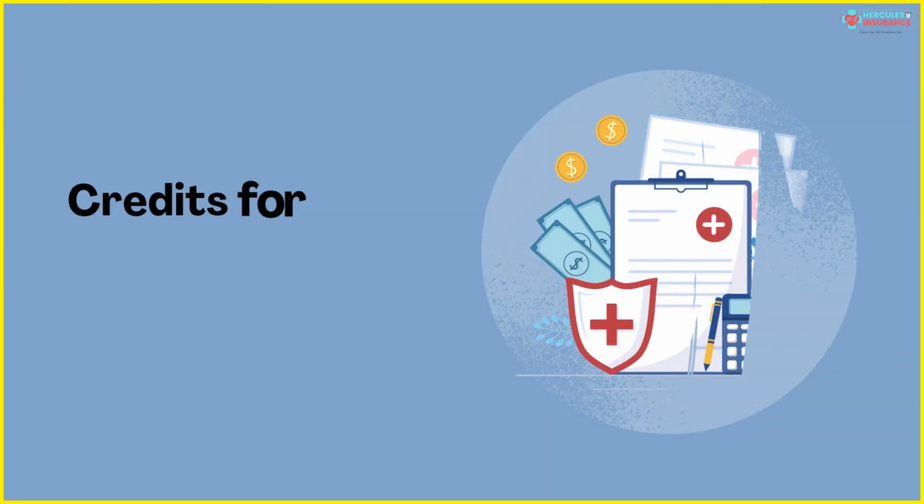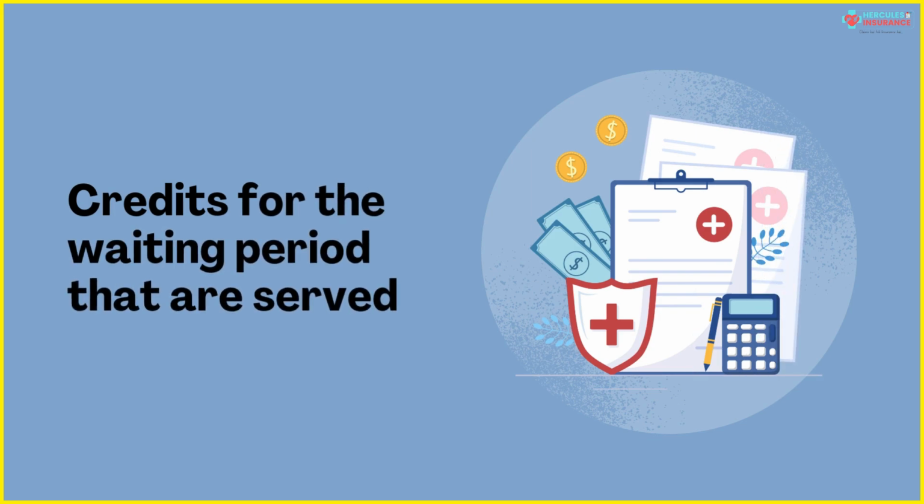So what are the benefits of porting your policy out? Point number 1, credit for the waiting periods that are served. Health insurance policies come with a waiting period. There is a 30-day waiting period from the issuance of the policy, 2-year waiting period for standard diseases like cataract, kidney stone, gallbladder stone, and 3-year waiting period for pre-existing medical conditions. So if you port out, you get credit for all of these illnesses.